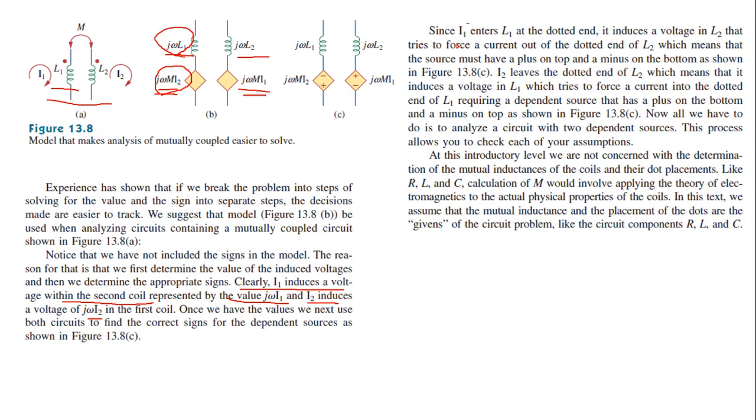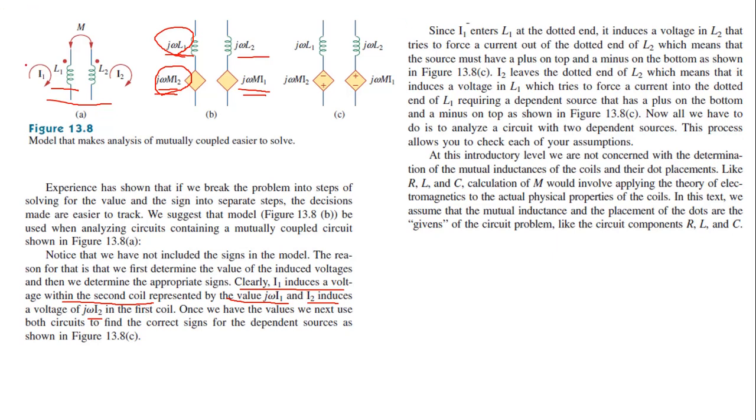Next is, since I1 enters L1 at the dotted end, it induces a voltage in L2 that tries to force a current out of the dotted end of L2, which means that the source must have a plus on the top and a minus on the bottom as shown.